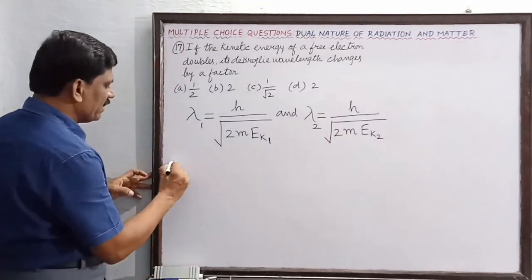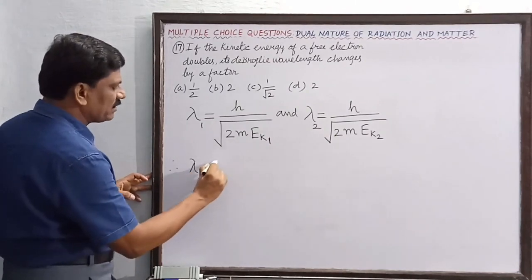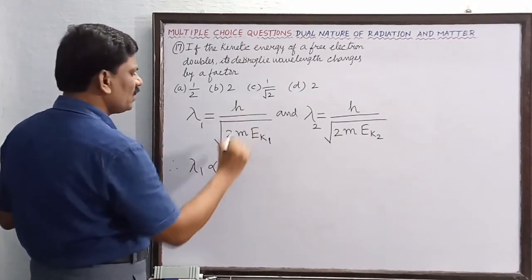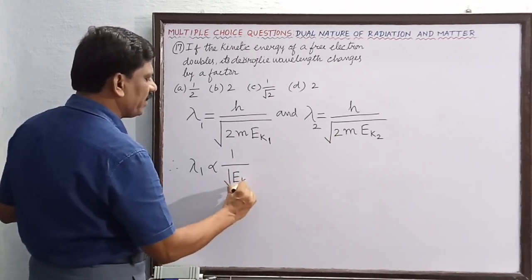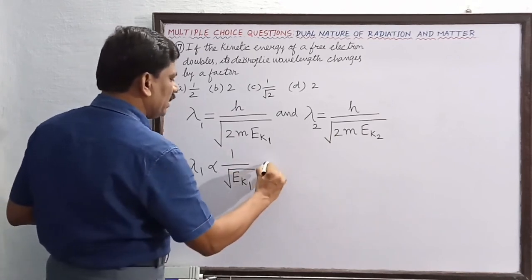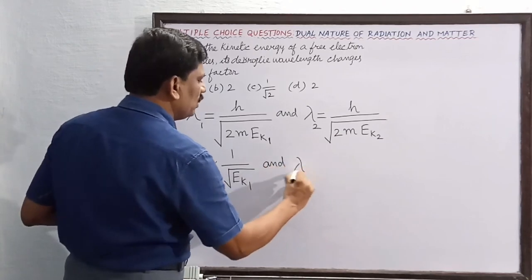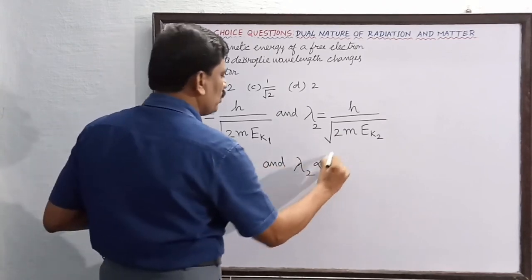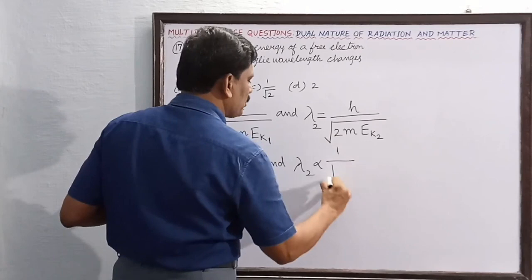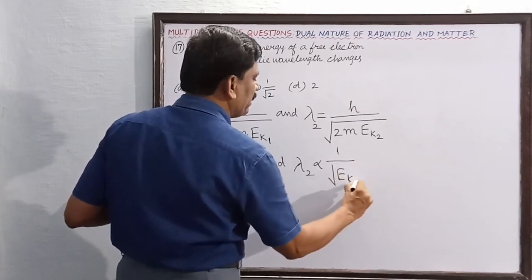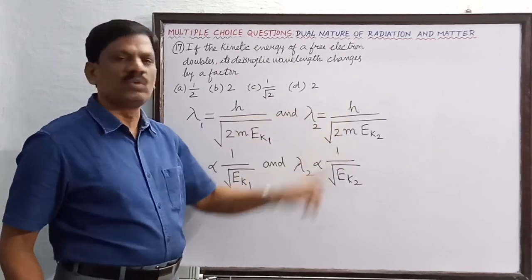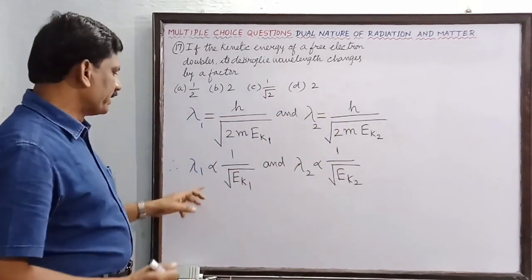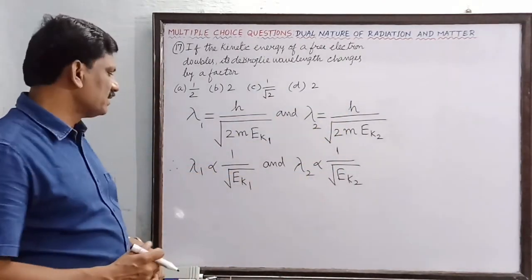So I will write therefore lambda 1 is proportional to 1 divided by square root of Ek1. Okay, and lambda 2 is proportional to 1 divided by square root of E kinetic 2. Because all other factors, h by root 2m, is a constant. Okay students, we are getting the expression like this.